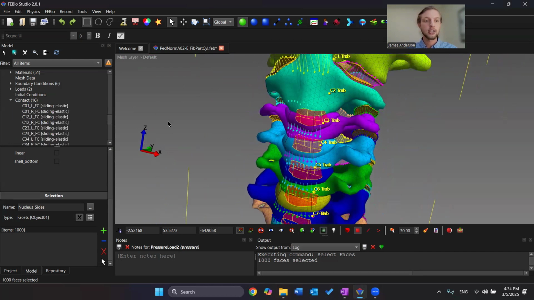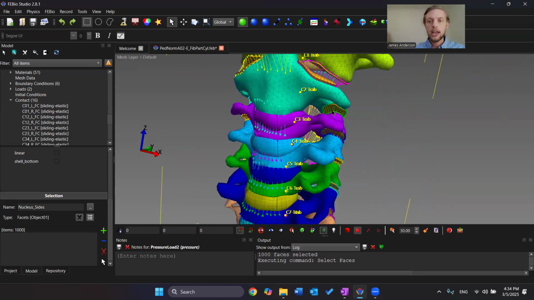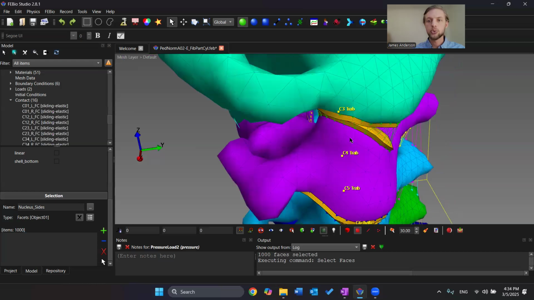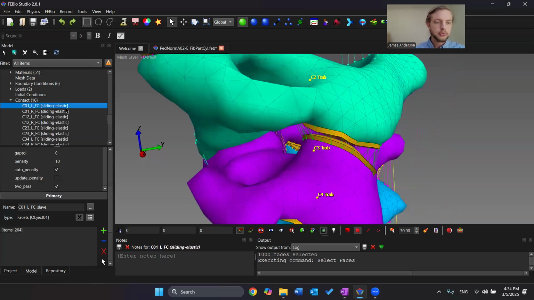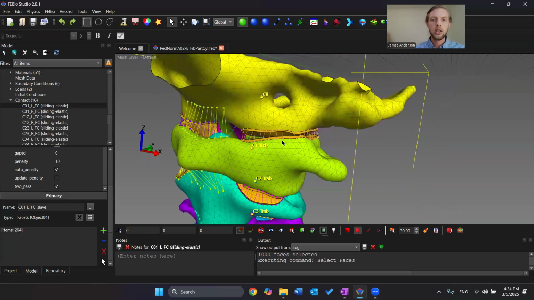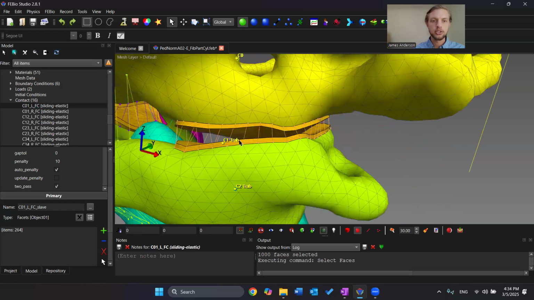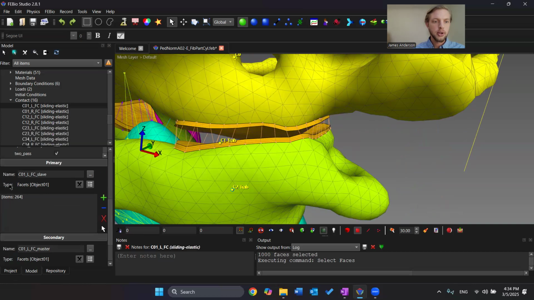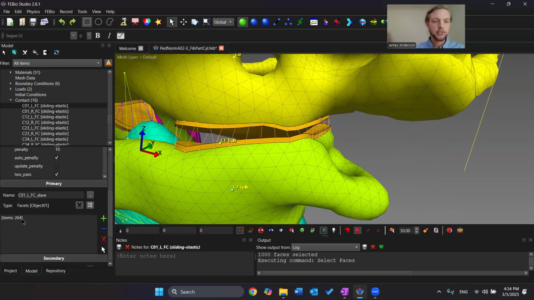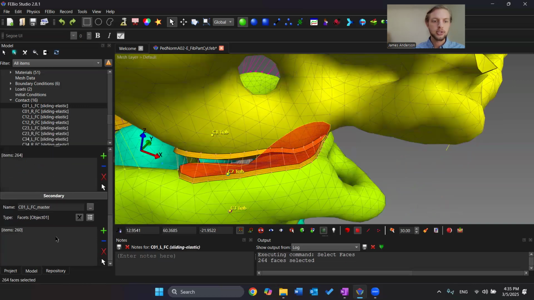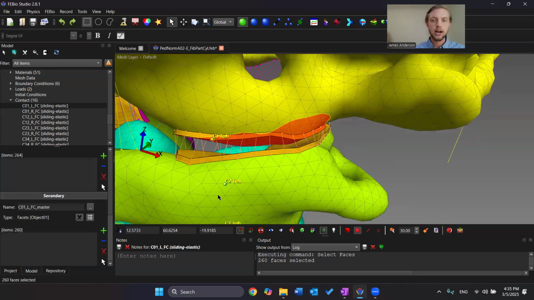These models have a lot of contact, and that's because each one of these facet joints needs a contact definition between them. So we can see C01 LFC. So that's C0 to C1 on the left side, facet cartilage. So this one defines this. We can see our primary surface. And if we select this, we'll see the bottom. And then our secondary surface is the top.